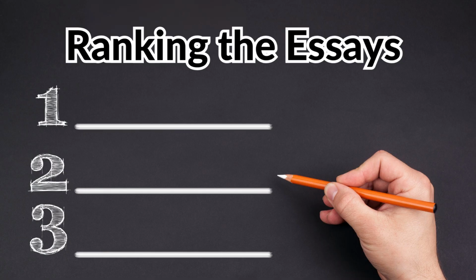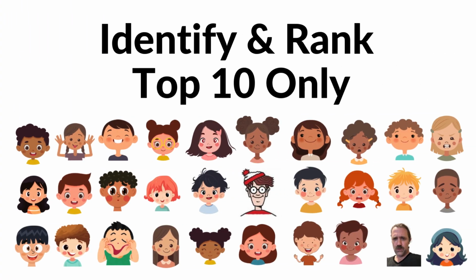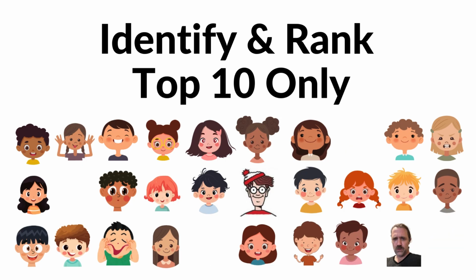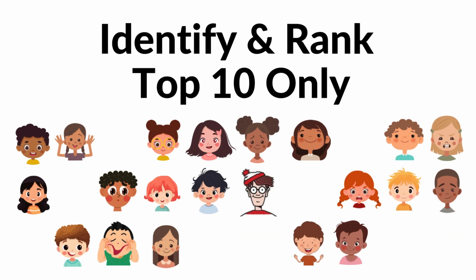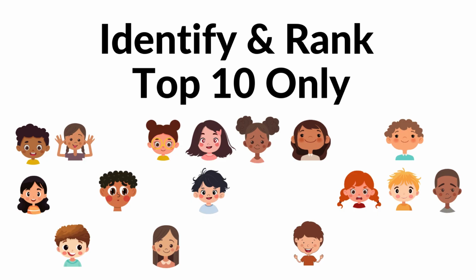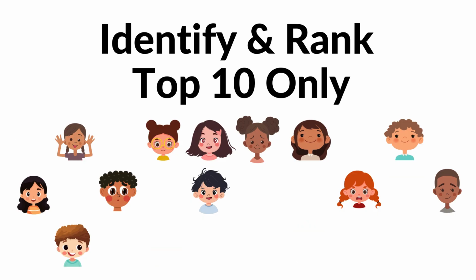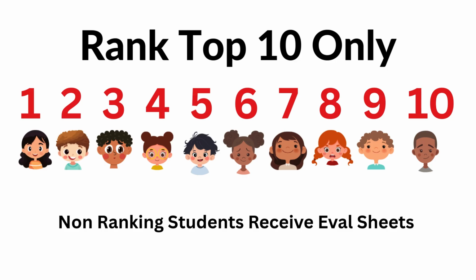Once you have read all the essays, it's time to rank them to determine the winners. The top 10 essays in each division place. In each division, you may see 30 or more students competing. While you must read and complete an evaluation sheet for every paper, you are only required to rank the top 10 students. Ranking every student all the way down would take far too much time, so once you've identified the top 10, that's where your rankings stop.